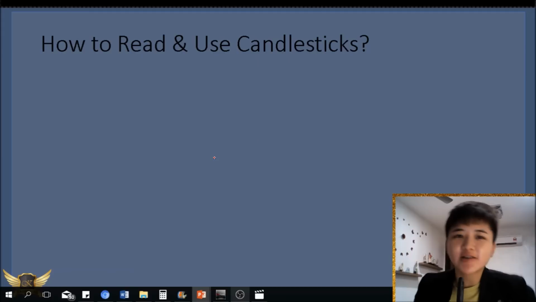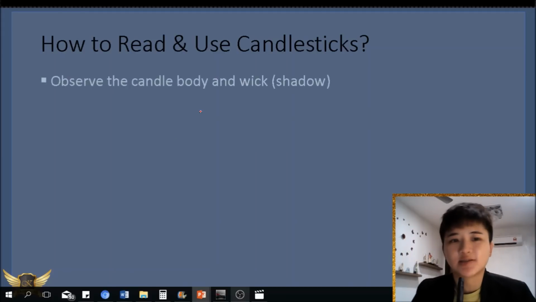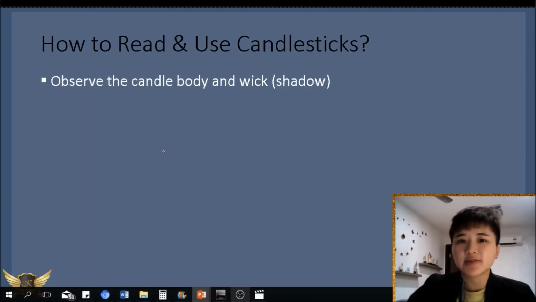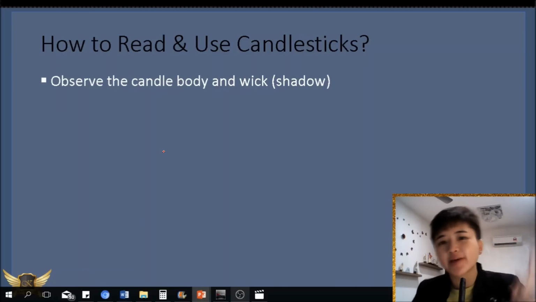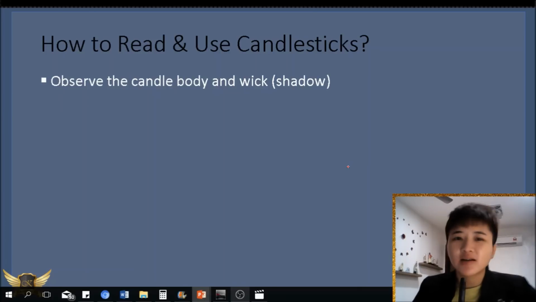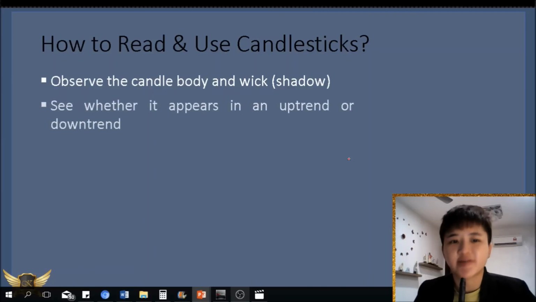So here comes the question, how do you read and use candlesticks? In order for you to read candlesticks properly, you need to look at two things. The first thing is your candle body. Second thing is your candle wick or candle shadow. Now if you're still not sure what a candle body is, what candle shadow is, go to my beginner's guide to candlesticks video, then you can familiarize yourself with all these terms. And then when you spot a candlestick signal, you need to see whether this candlestick is in an uptrend or a downtrend, in a bullish market or in a bearish market. So you need to know that.